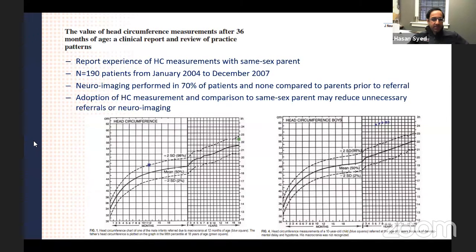They provided some examples on the chart on the left. You can see the head circumference measurement, and measuring and comparing them to the same-sex parent is important too, just to get some clues. This child had macrocephaly, but their parent also had a large size head consistent with familial macrocephaly, versus a child with a very large increasing head circumference that ended up having intracranial issues.